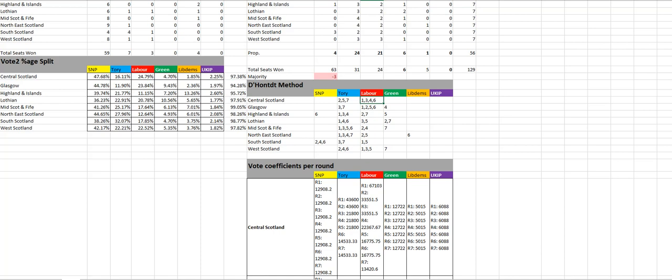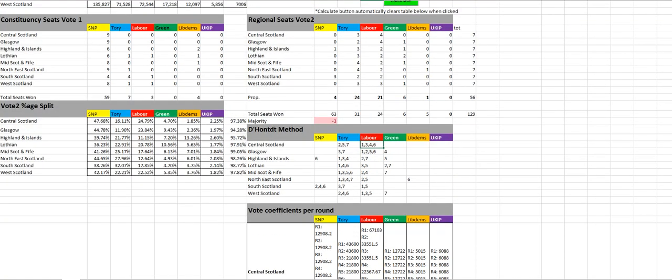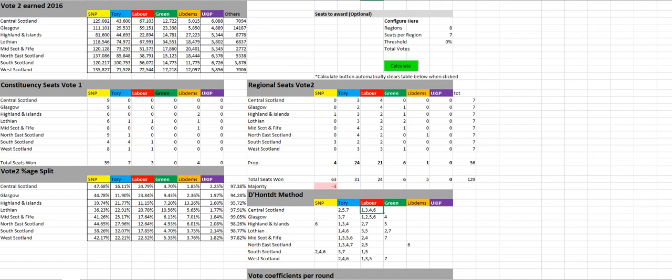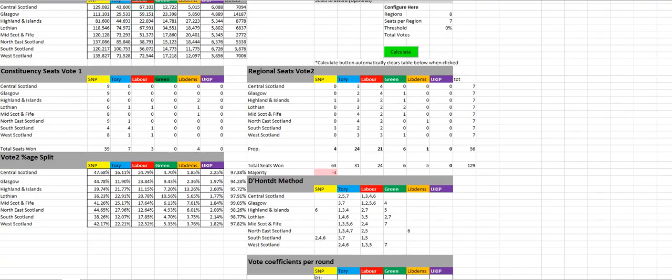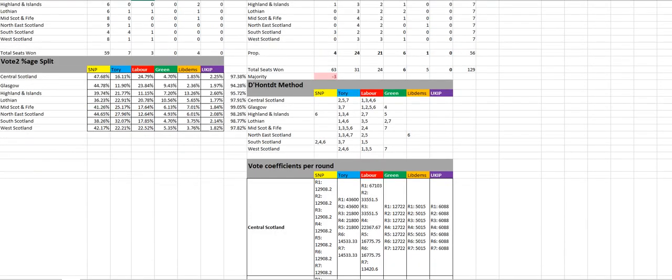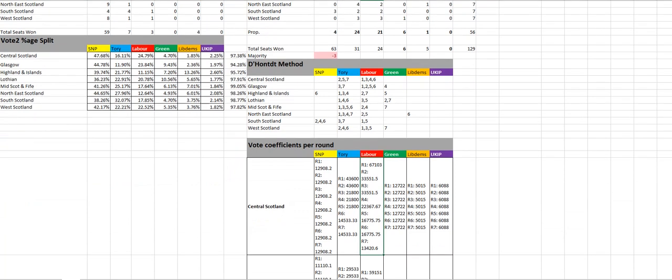Now, how does that affect Labour? Now that they've won a seat, they've got 1 seat. You add 1 onto it, and that gives them 2. You divide their 67 by 2, which gives you 33,551. That's their starting position for round 2.